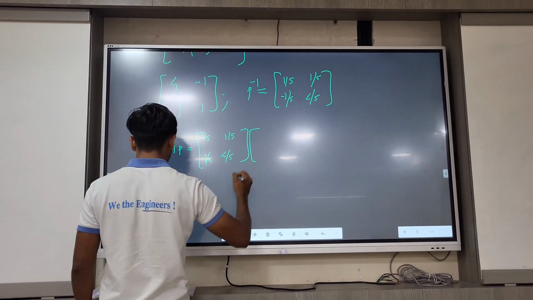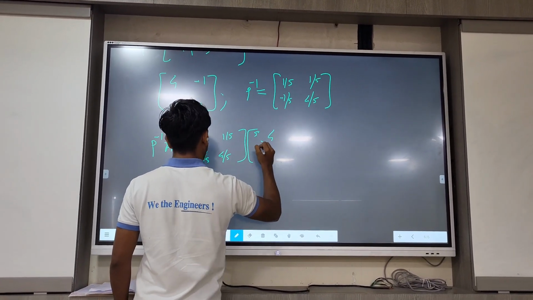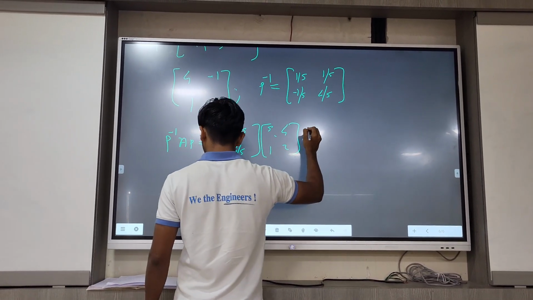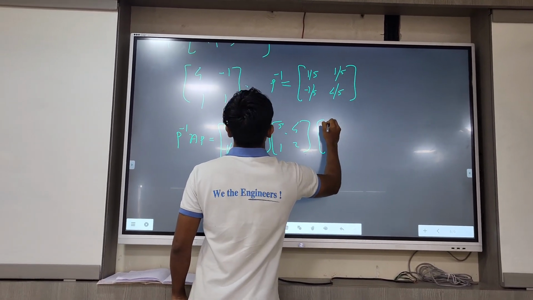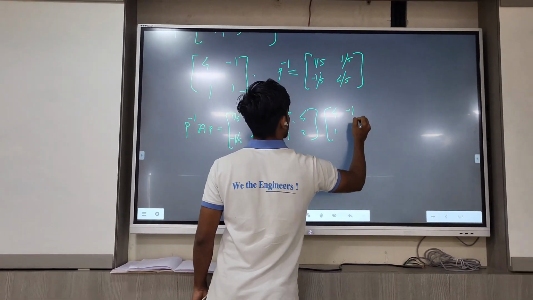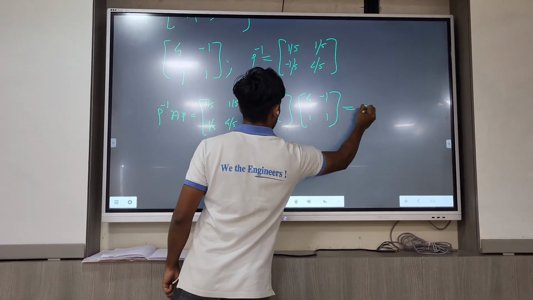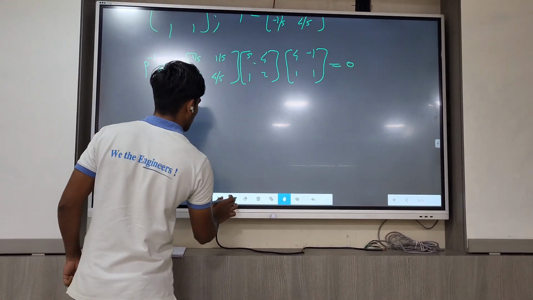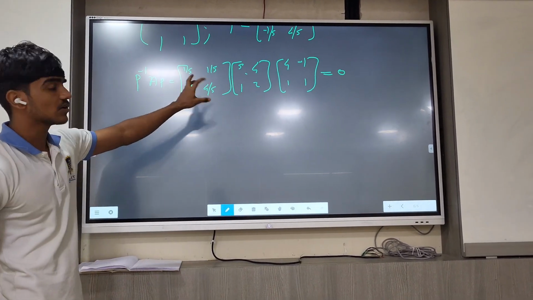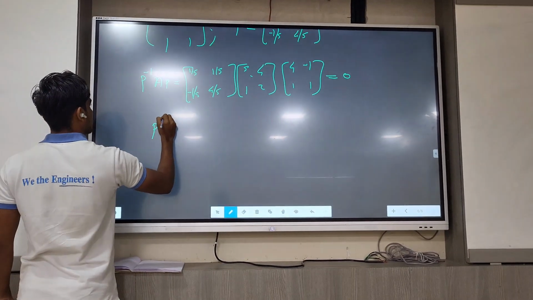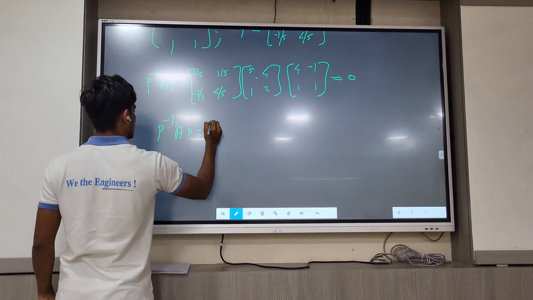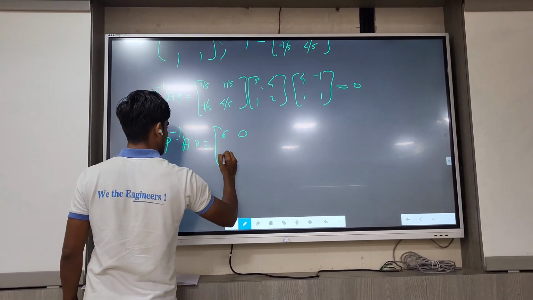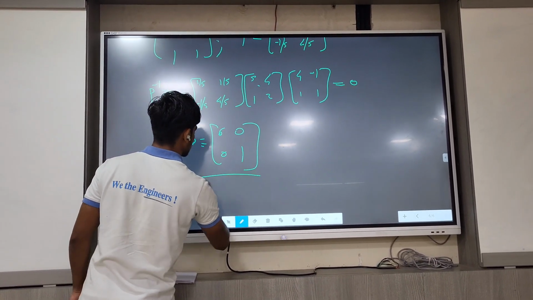So P inverse is 1 upon 5, 1 upon 5, minus 1 upon 5, and 4 upon 5. And what is A? A is 5, 4, 1, 2. And what is P? P is 4, 1, minus 1, 1. So after multiplying all this, we get P inverse A P is equal to 6, 0, 0, 1. This is our final answer.